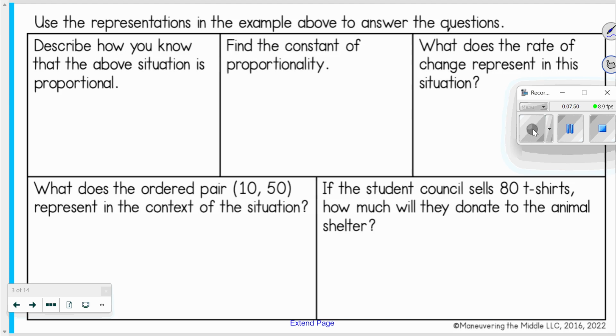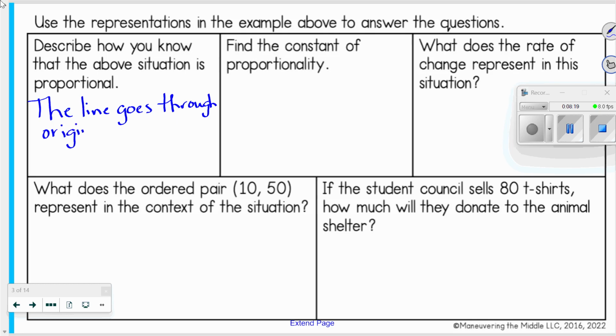Okay, let's go ahead and answer these questions. Describe how you know that the above situation is proportional. There are 2 really good answers. Either one. Anybody have an answer for how you know it's proportional? Awesome. That's my favorite one. When we're talking about proportions, the easiest way is to plot a graph, and the line goes through the origin. If the line goes through the origin, by definition, it is proportional. And just for the record, what is the origin? That is 0, 0. What is the second way that I can usually do this? They have what?